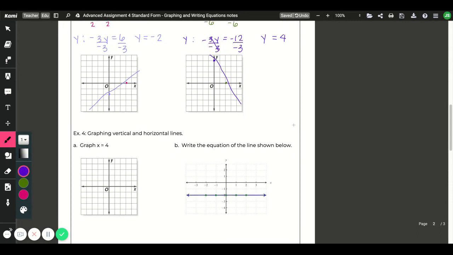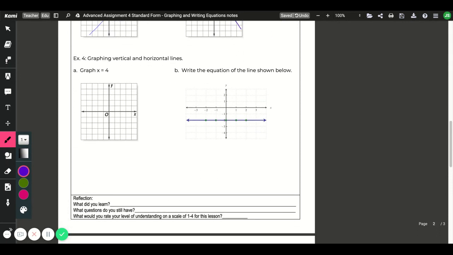Okay, last thing, and I talked about this a little bit in the assignment 3 notes, is the vertical and horizontal lines. In Delta Math, you actually have to do it 2 different ways. The first way is they give you the equation and you have to graph it. The second, they give you a graph and you have to write the equation. So vertical and horizontal lines only have one variable. They either have x equals a number or y equals a number.